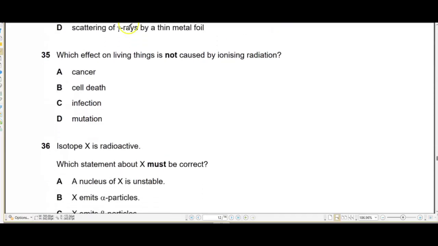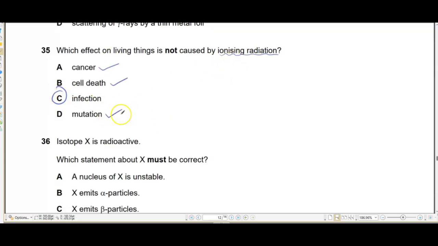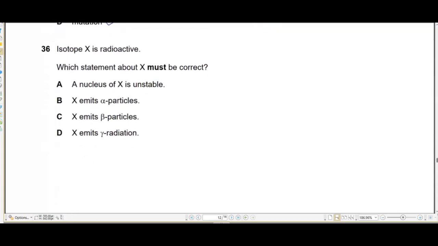Question number 35. Which effect on living things is not caused by ionizing radiations? Cancer is caused by ionizing radiation. Cell death is caused by ionizing radiation. Infections are something that are not caused by ionizing radiation. Mutation is also something that is caused by ionizing radiation. So C is correct.